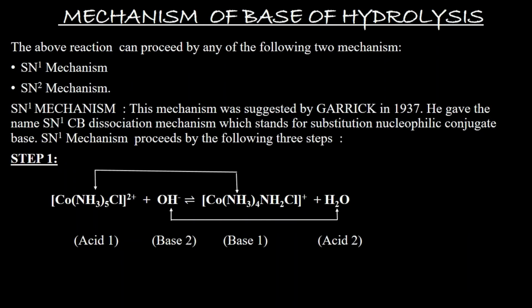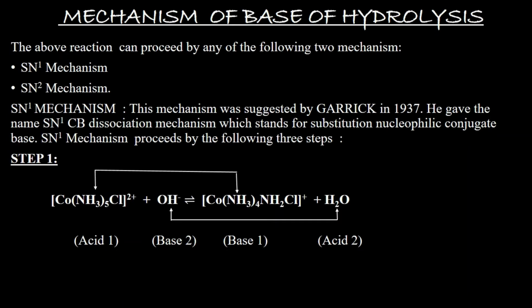The above reaction can proceed by either of two mechanisms: the SN1 mechanism and the SN2 mechanism. Let us discuss the SN1 mechanism. This mechanism was suggested by Garrick in 1937. He gave it the name SN1-CB dissociation mechanism, which stands for substitution nucleophilic conjugate base. The reaction proceeds by the following three steps.